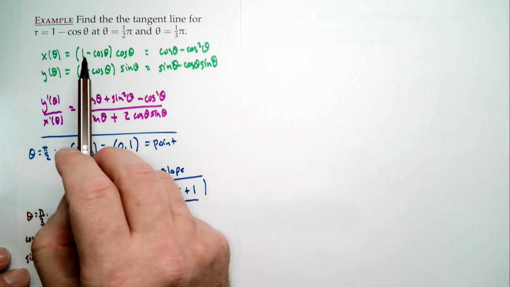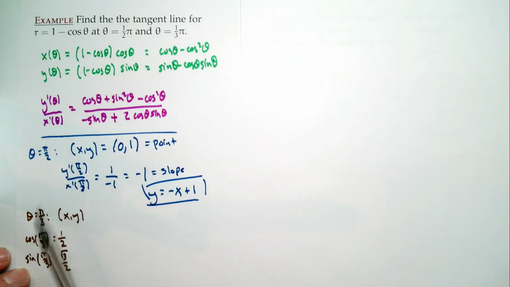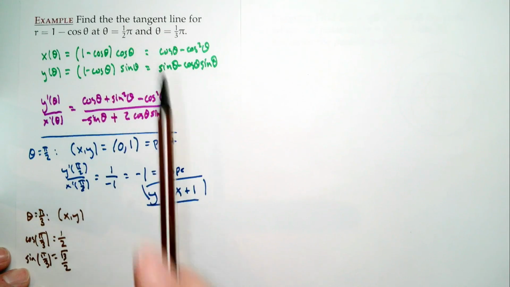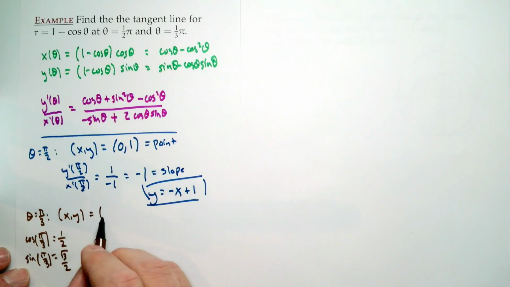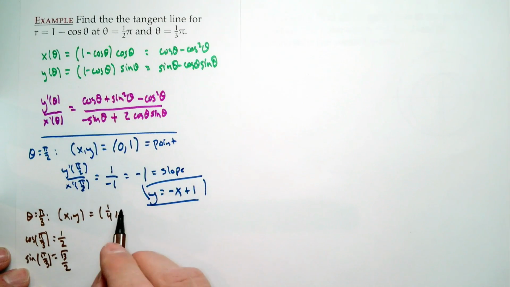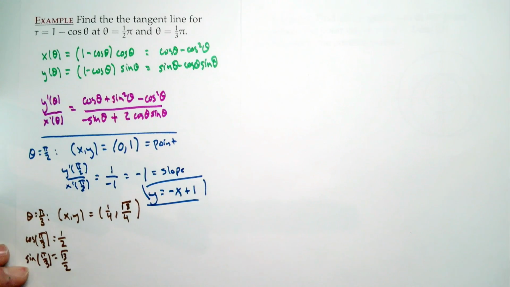So if we look, we get 1 minus cosine, so that's going to be 1 minus a half, so it's a half, then times another half, so our x-coordinate is a fourth. Our y-coordinate, 1 minus a half, so that's a half, times square root of 3 halves. So that's going to be square root of 3 fourths. So there's our point.